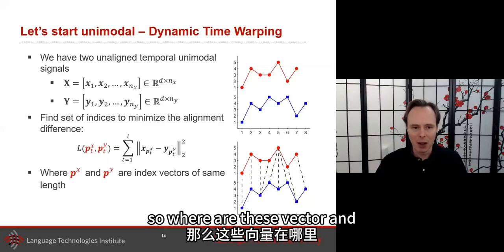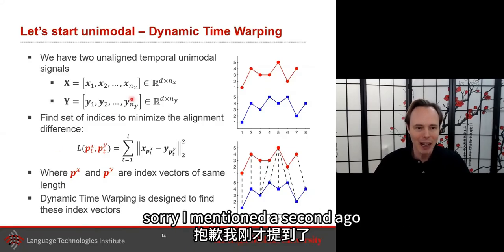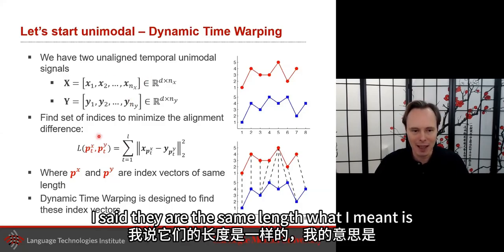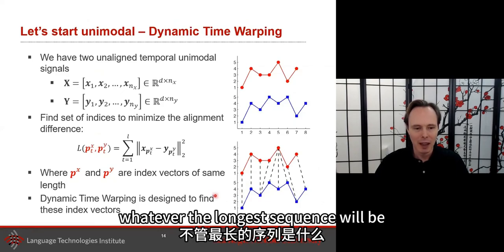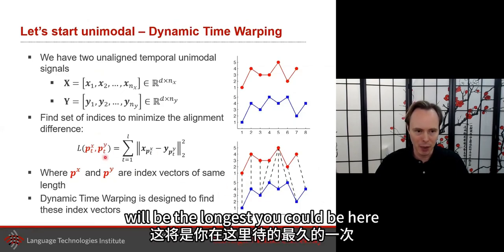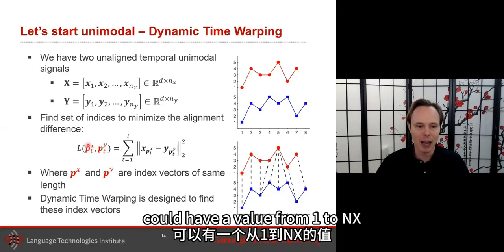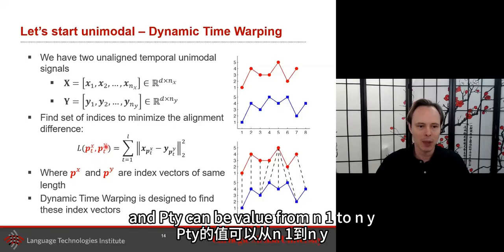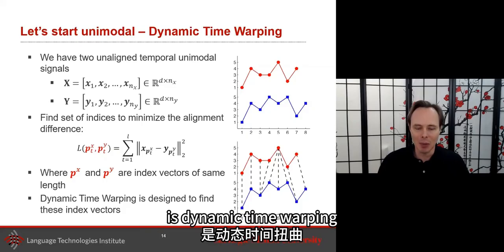Sorry, I mentioned a second ago that they're the same length. What I meant is not the length of the vectors themselves, which will be whatever the longest sequence is. What I meant is that p_x could have a value from 1 to n_x, and p_y can have a value from 1 to n_y. That's what I meant.